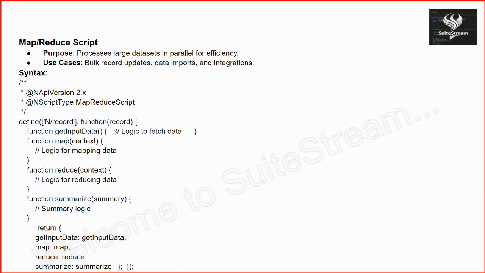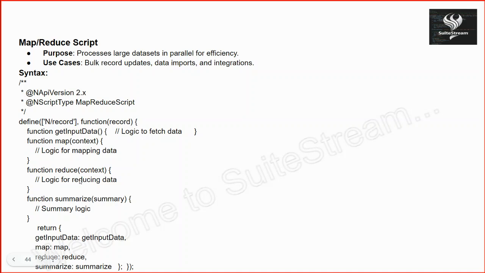For example, if you are using a saved search, we have to define that saved search in the getInputData function and return the saved search result in the return type. Then in the map function we can get the data from the context, and we define our logic in the map. Then we can pass the data as key-value pairs in the context. The reduce function will retrieve the data from the map and complete the remaining process, whatever logic we need to implement.